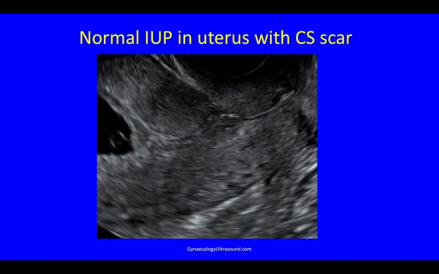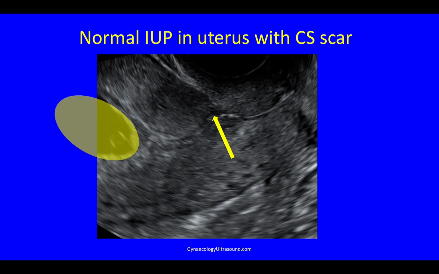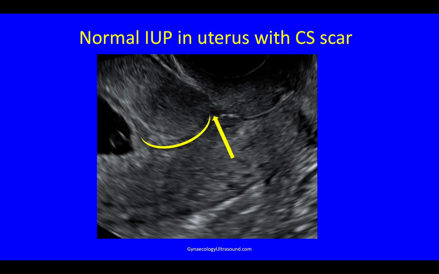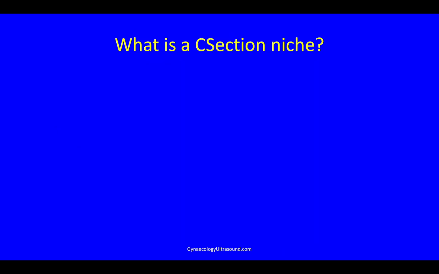So a normal intrauterine pregnancy in a uterus that's had a previous Caesarean section looks like this. There's the scar, there's an intrauterine pregnancy, and you can see that the two are quite some distance apart. So this is a normal intrauterine pregnancy.